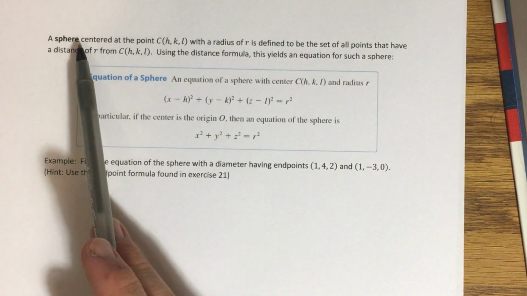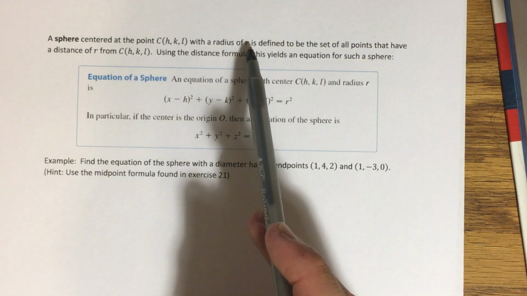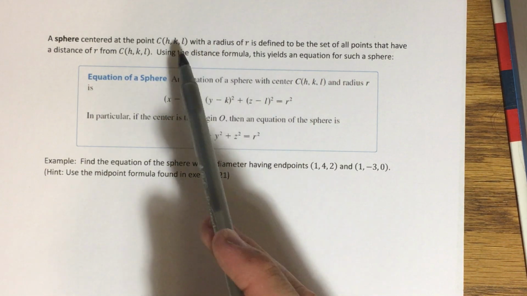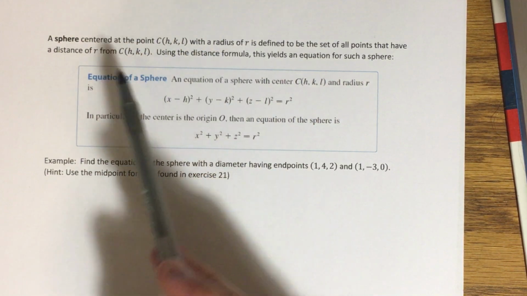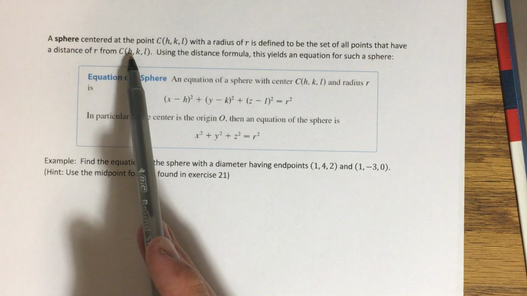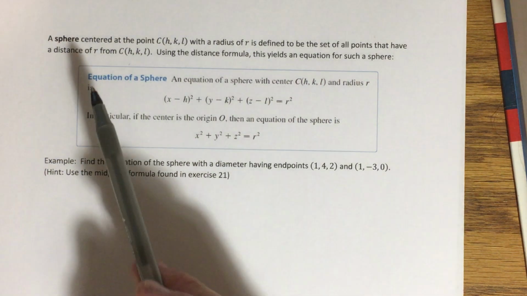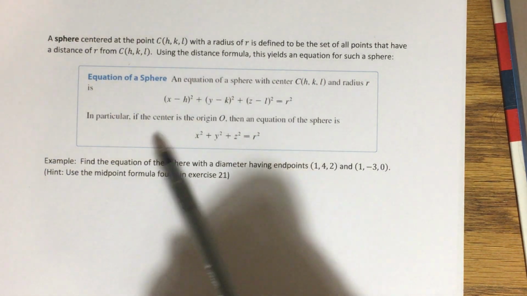Well, specifically, if we're looking at a sphere centered at the point (h, k, l) and it has a radius of r, then what we mean by that is that it's the set of all points that are exactly a distance of r from that center point (h, k, l). But we can use the distance formula to come up with an equation for that.